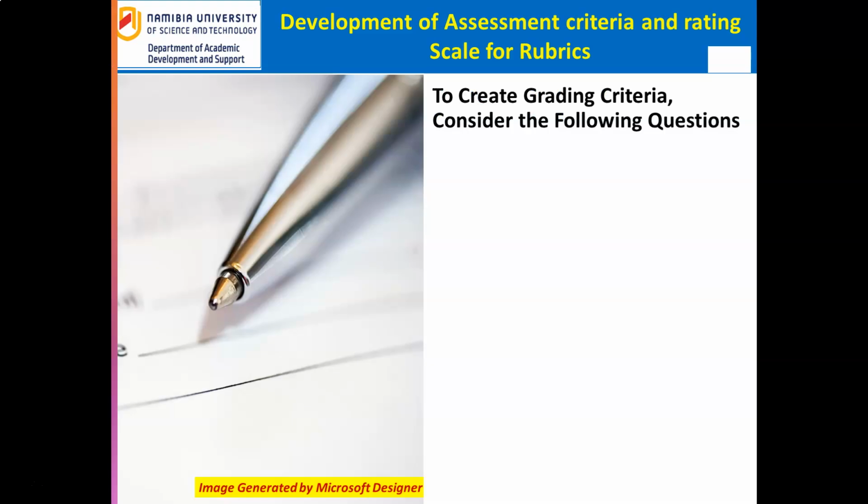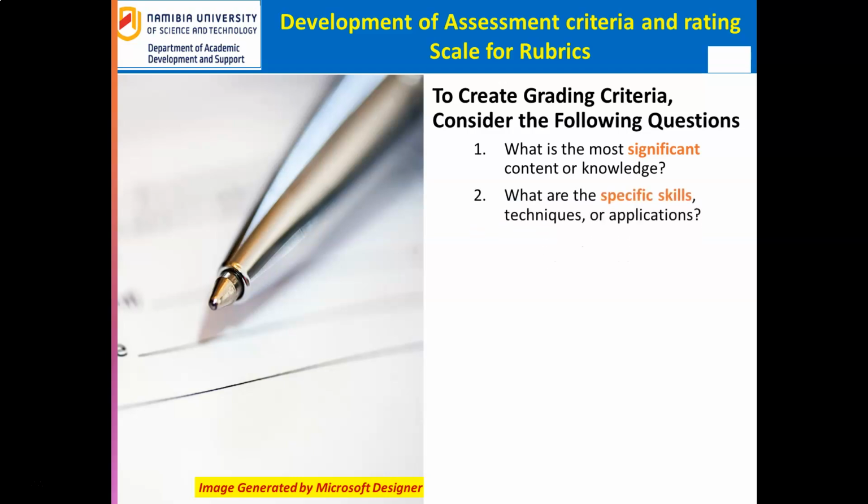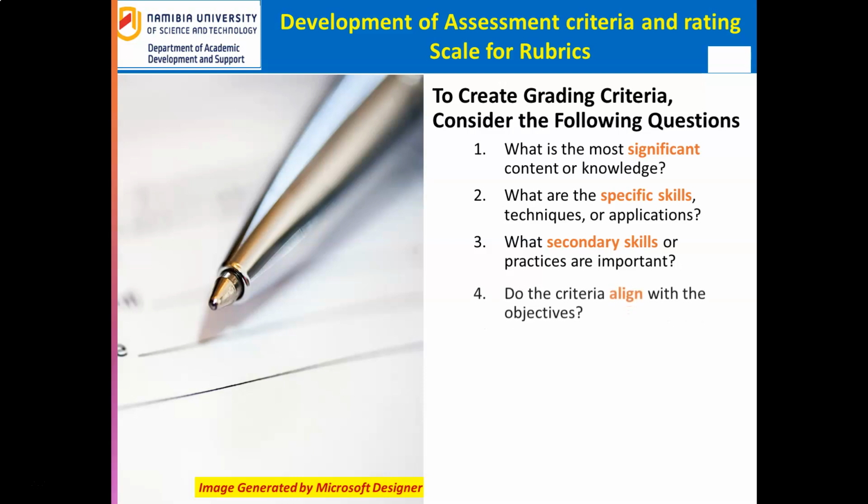Therefore, to create grading criteria, consider the following questions. 1. What is the most significant content or knowledge students should be able to demonstrate understanding of at this point in the course? 2. What specific skills, techniques, or applications should students be able to use to demonstrate at this point in the course? 3. What secondary skills or practices are important for students to demonstrate in this assessment? For example, critical thinking, public speaking skills, or writing, as well as more abstract concepts such as completeness, creativity, precision, or problem-solving abilities. 4. Do the criteria align with the objectives for both the assessment and the course?